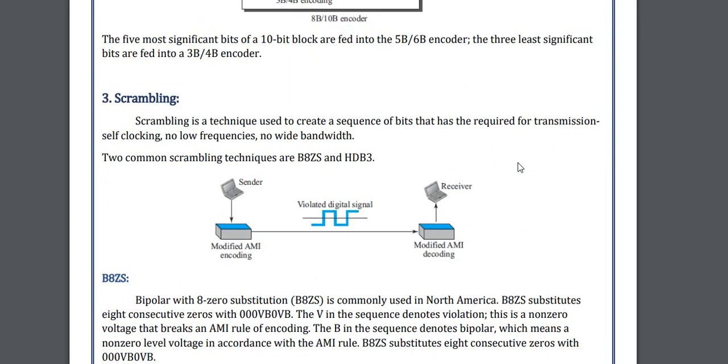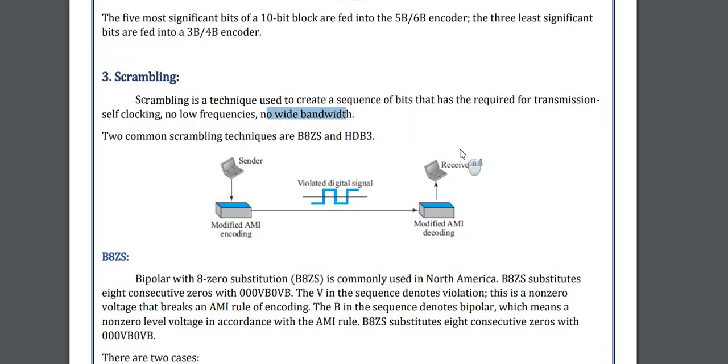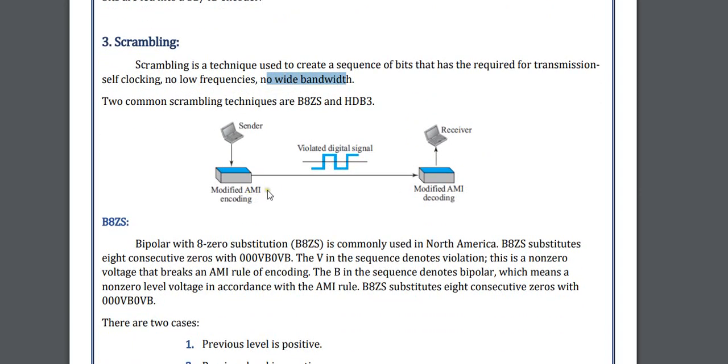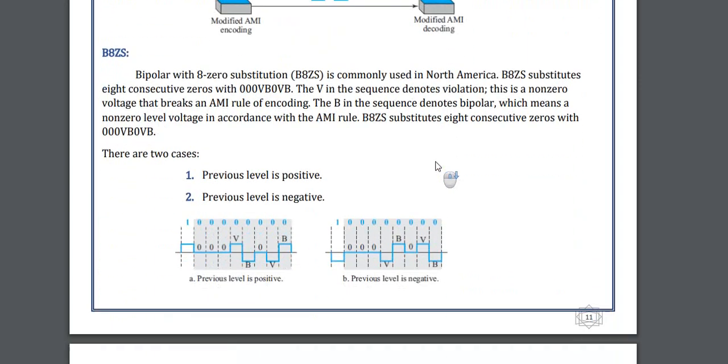The third scheme is scrambling. In scrambling, the technique is used to create a sequence of bits that has the required transmission properties, which have self-clocking and no low frequency, with no wide bandwidth. In this section, AMI works. The modified AMI encoding section just generates the digital signal, and then the modified AMI decoding generates the input for the receiver.